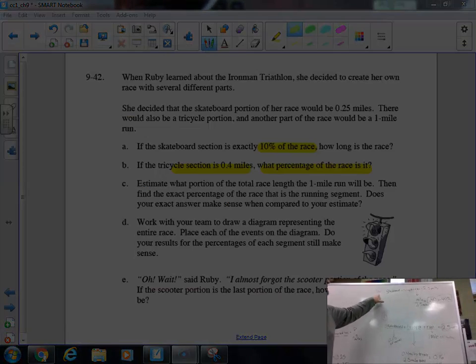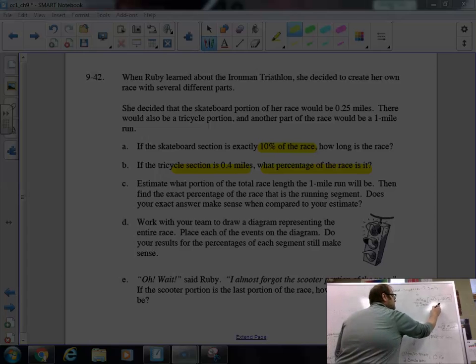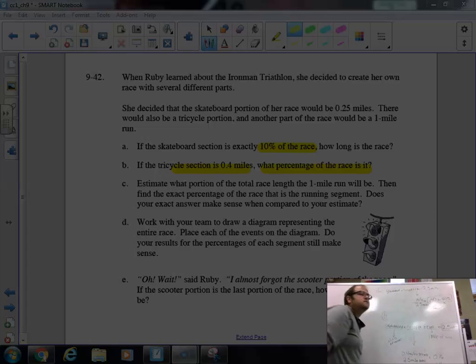So if you guys see up here, letter C, we're still looking at the equation that the skateboarding plus the tricycle plus the running gives us 2.5 miles total. We know that the running is 1 mile out of the total 2.5 miles. So the part to the whole, so again, thinking back to a test, you got 1 point out of 2.5 points, gives you what percent? So 1 divided by 2.5 should give you 40/100ths, and 40/100ths is 40%.